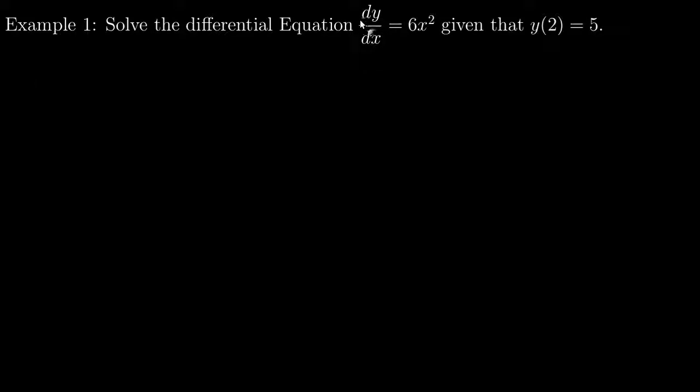The first thing I'm going to do is separate these variables. So I'll have all the y's and dy's on the left, and I'll multiply both sides by dx, so I have 6x squared dx. Now, to get rid of these d's, I'm going to take the antiderivative of both sides. The antiderivative of dy is y. The antiderivative of 6x squared is 2x cubed.